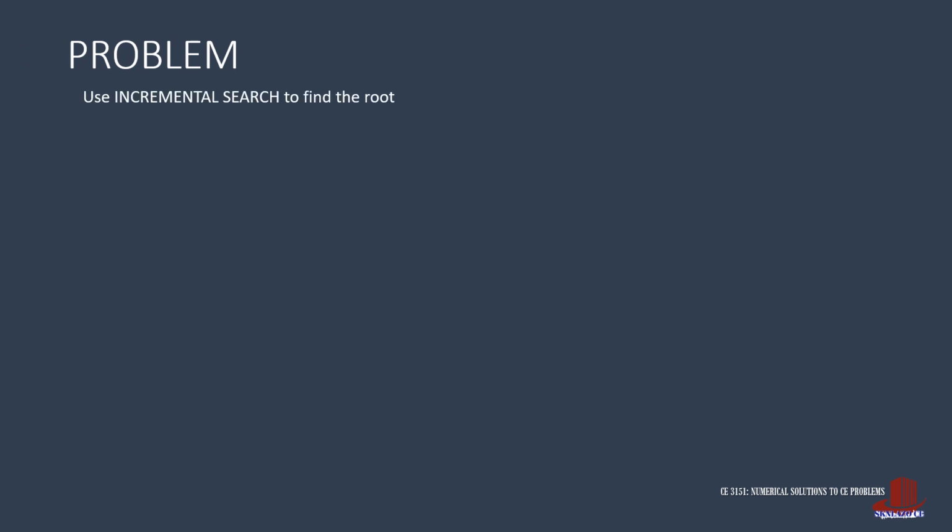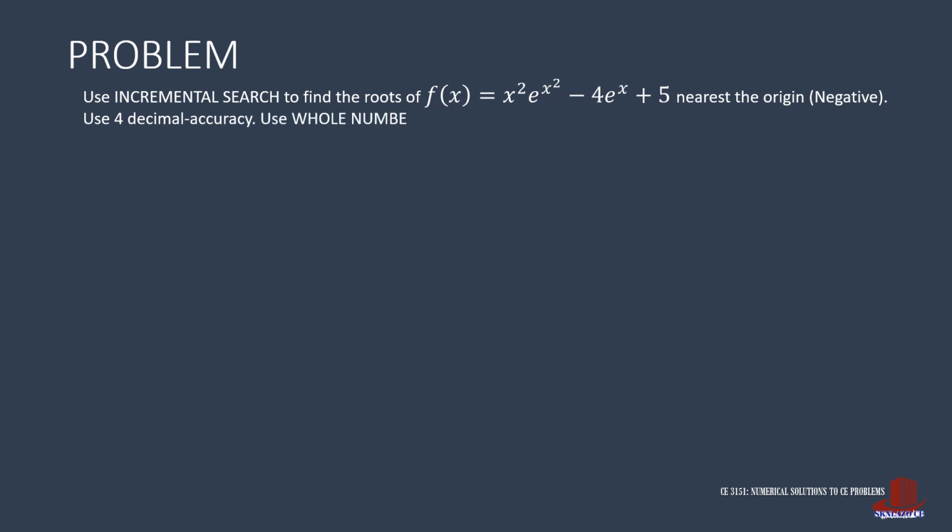The exponential function we will try to approximate is f of x equals x squared times the Euler number e raised to x squared, minus 4e raised to x, plus 5. We're going to look for a root nearest the origin on the negative side, and still we use 4 decimal accuracy and whole numbers for the initial values. Again, the first step is to search for the initial interval, where we are guided by having a root nearest 0 on the negative side.